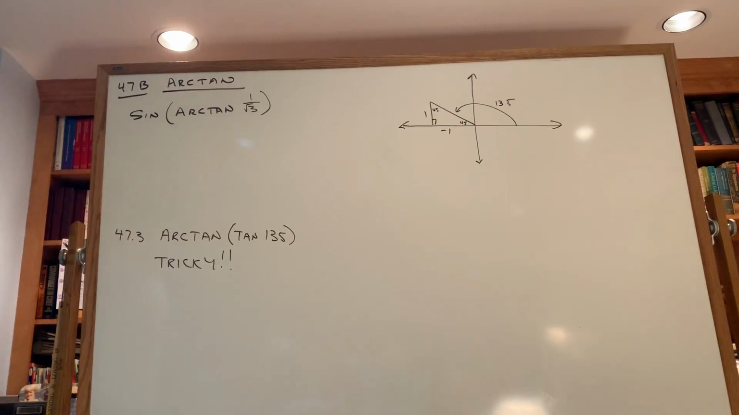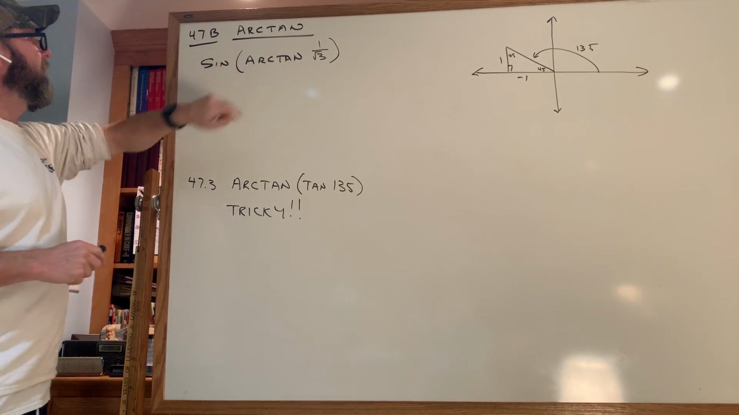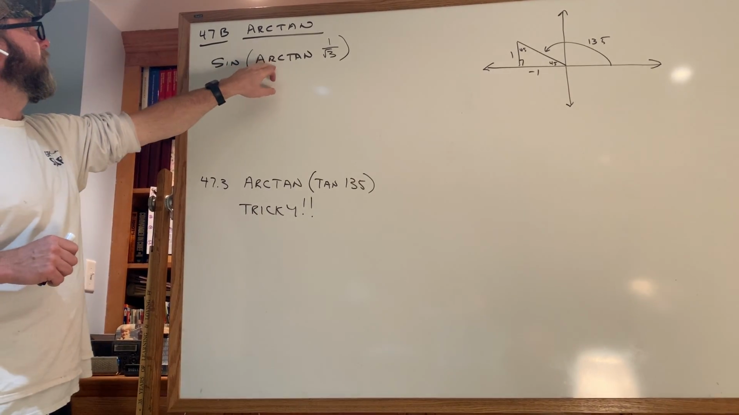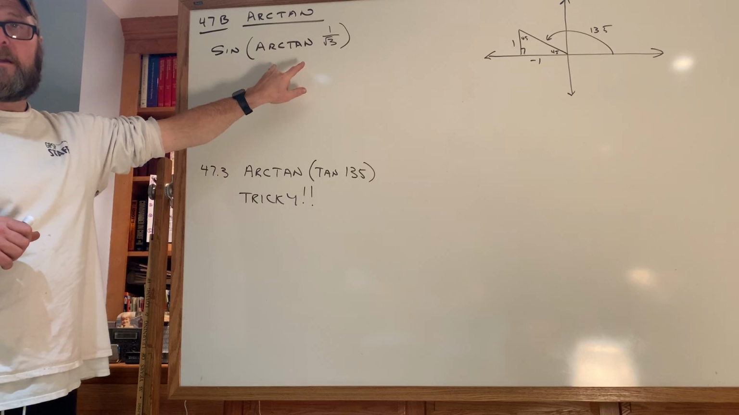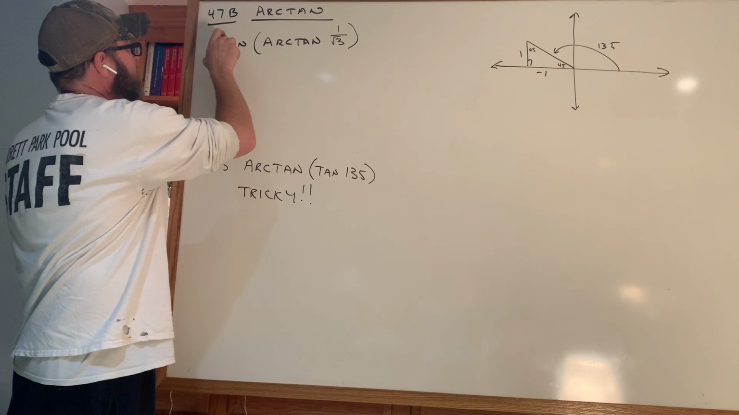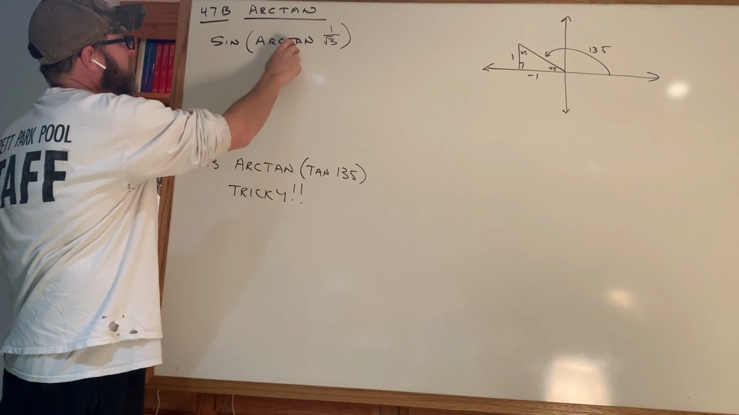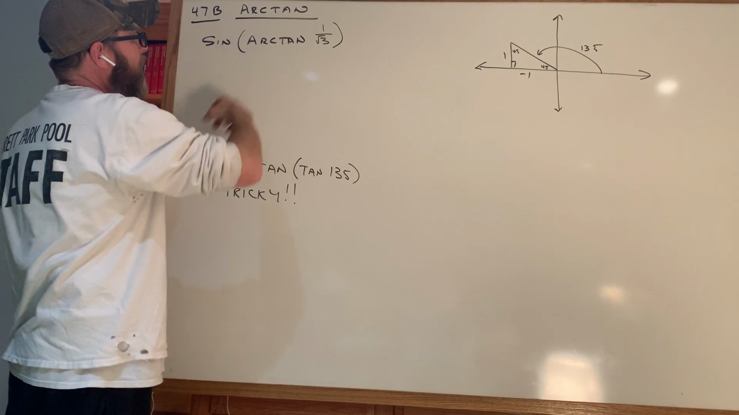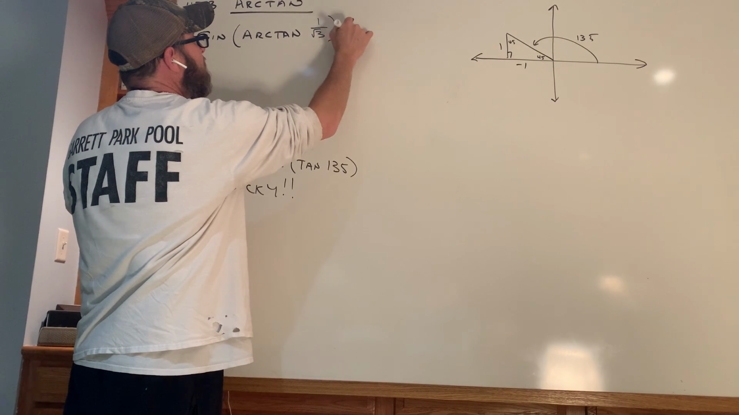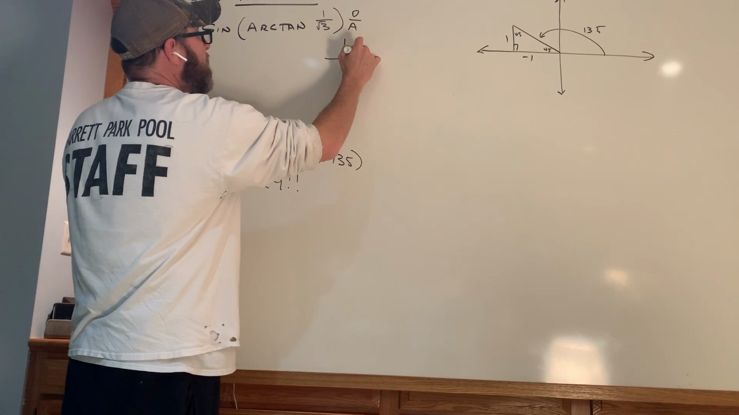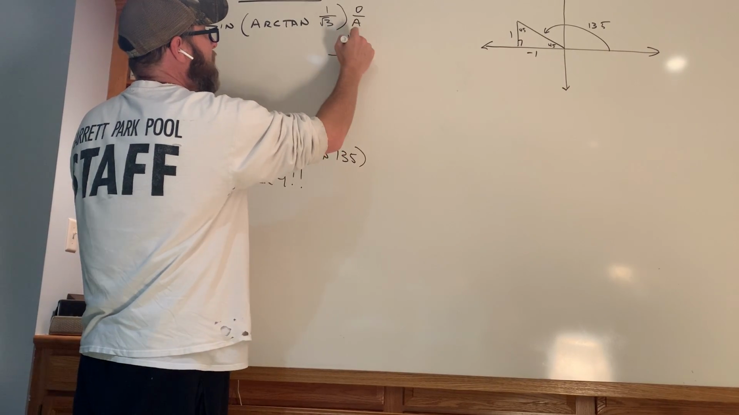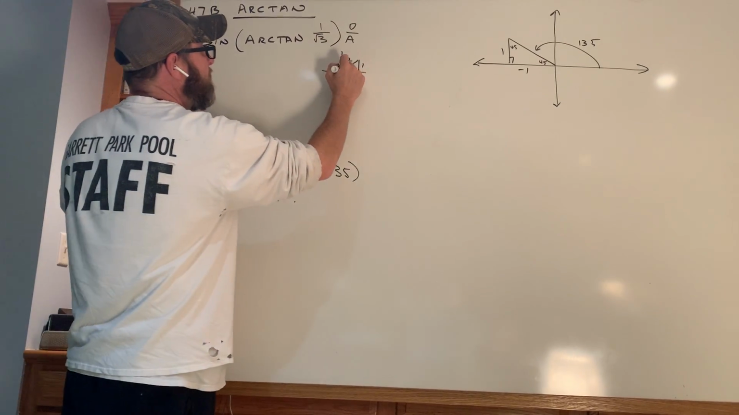Section 47b, we're going to be talking about the arctan. If we take the sine of the arctan, remember, when we're looking for the arctan of something, we're talking about the angle. In order to find the angle, we actually have to draw the triangle. Tan is the opposite over the adjacent. If the opposite is 1 and the adjacent is radical 3, then the hypotenuse is 2, so this is 30 degrees.